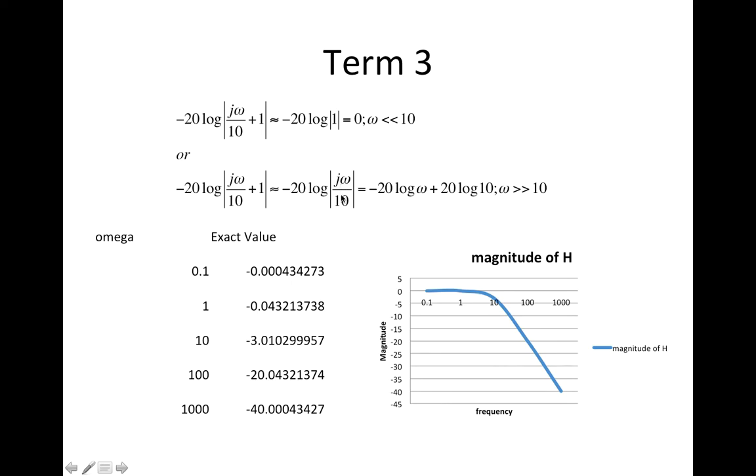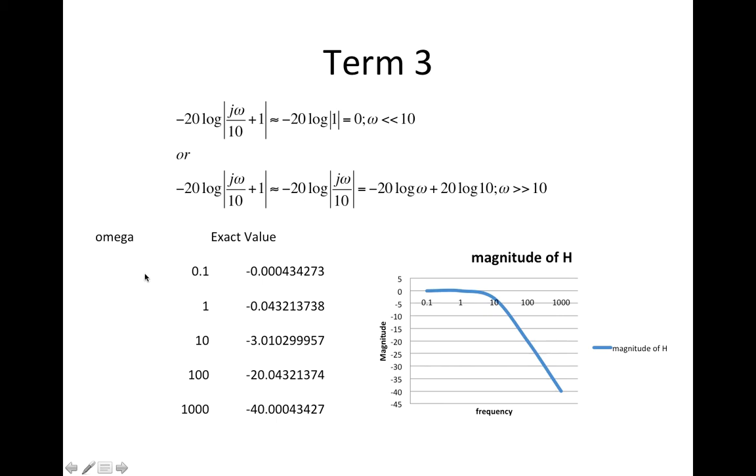The absolute value of 10 is 10. So we once again have a division. So we can then take minus 20 log omega minus 20 log of 10. If you just look at this, remember this is only applicable for when omega is much, much greater than 10. So for example, if omega were 100, we would have minus 20 times the log of 100, which is minus 40, plus 20 times the log of 10, which is plus 20. So we would have approximately minus 20 dB. And so you can plug in values here to get an approximation.